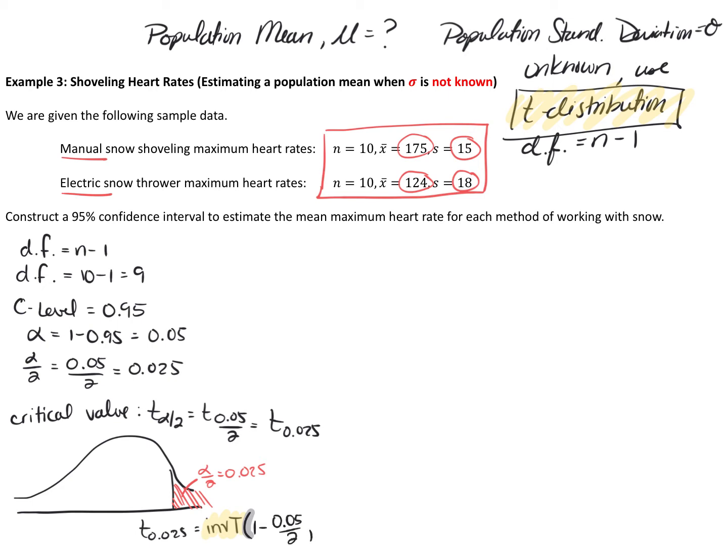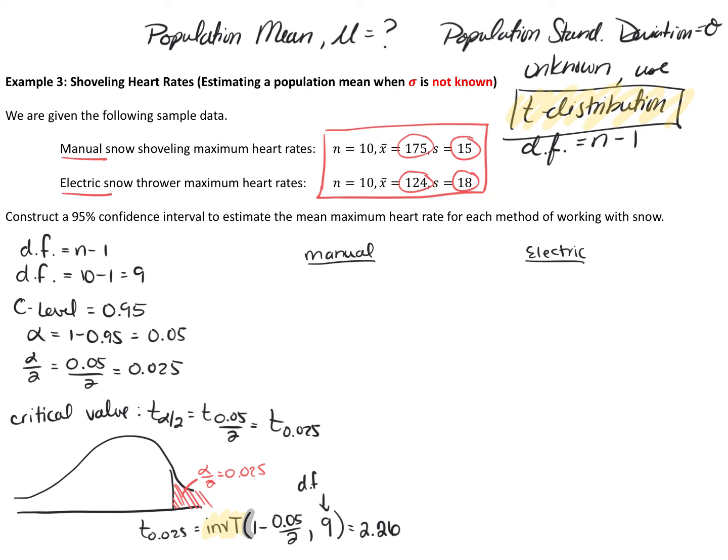And then it's going to ask you to put in your degrees of freedom. So here we would put in our degrees of freedom, which is 9. And when you press enter, it's going to give you a critical value of 2.26. So that's what I'm going to use to build my confidence interval. So I'm going to do it for the manual method versus the electric snow throwing method.